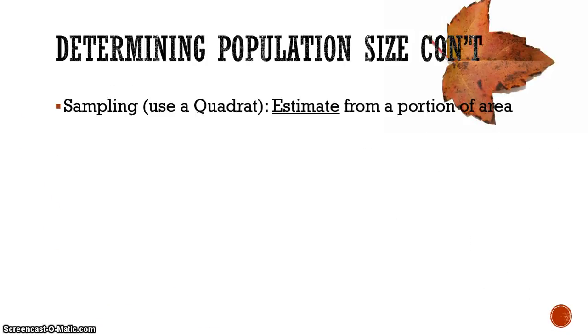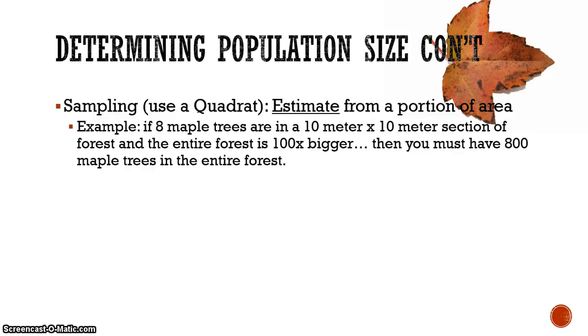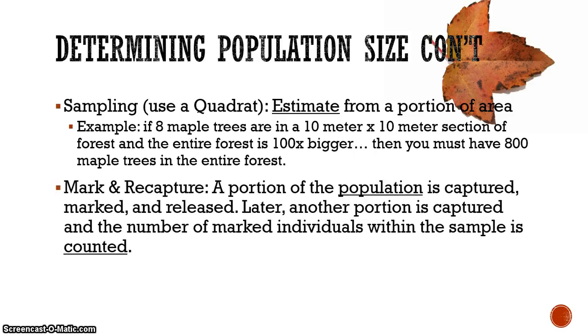If you have a larger area or a large number of organisms, you might try sampling using something called a quadrat, which is just a set portion that you're going to look at. So you would estimate from a portion of area. For example, if you sectioned off a 10-meter by 10-meter part of forest and counted 8 maple trees, but you know the entire forest is 100 times bigger, then you must have 800 maple trees in the entire forest.